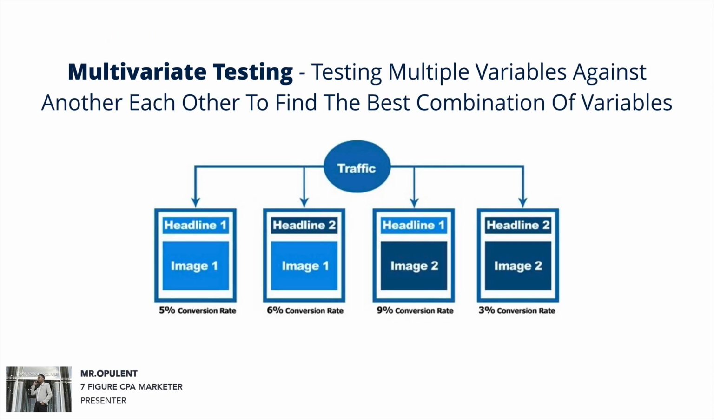Okay. Now with multivariate testing, this is where you're testing multiple variables against each other to find the best combination of variables. Whereas A/B testing is one variable against another variable, multivariate testing is testing combinations of elements against each other to find the best combination of multiple elements, okay?